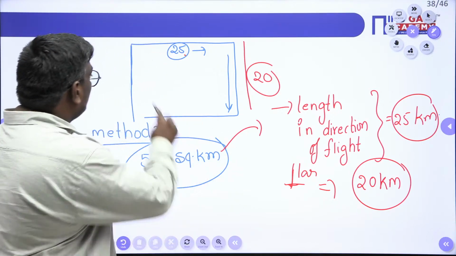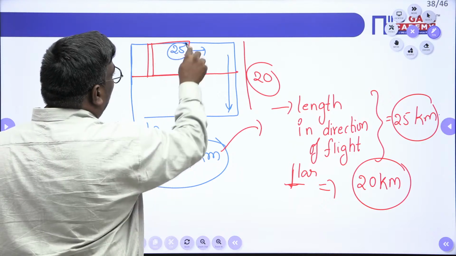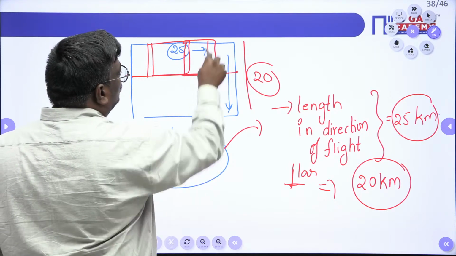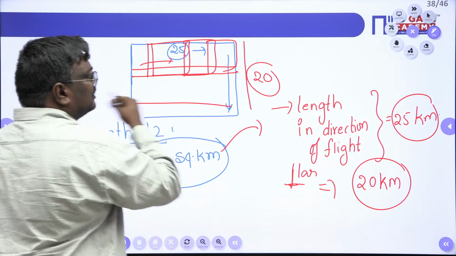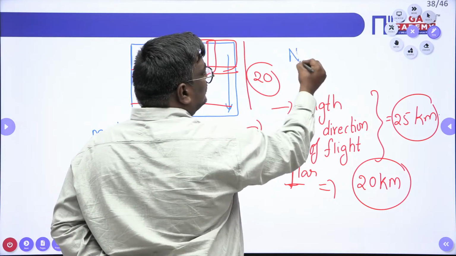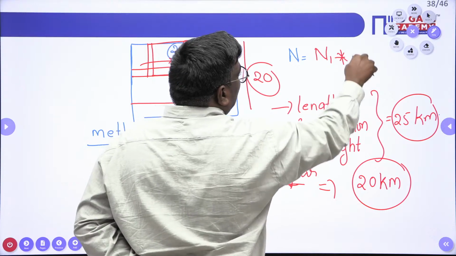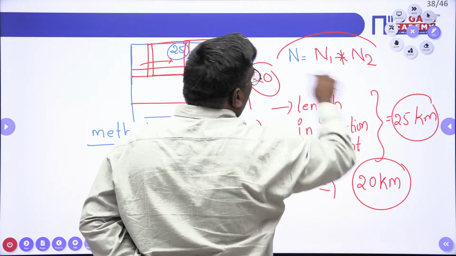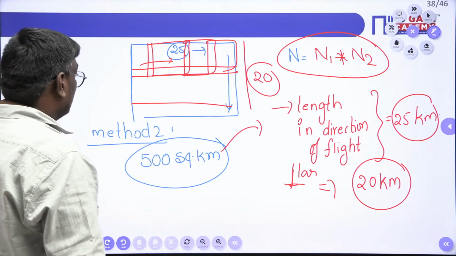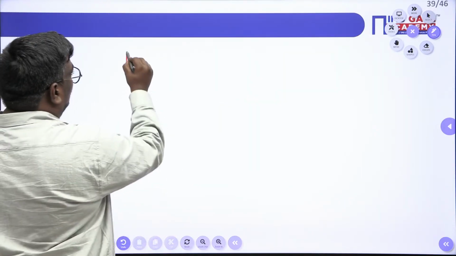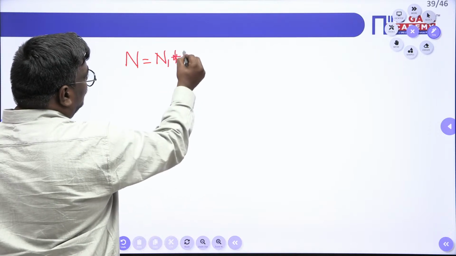So here what you will do is, first you will find out the number of photos in a strip. So the total number of photos can be calculated using the formula n1 into n2.